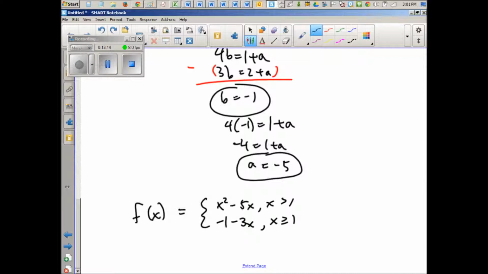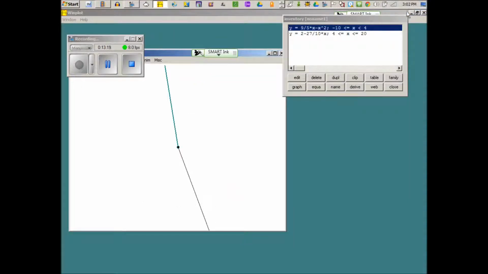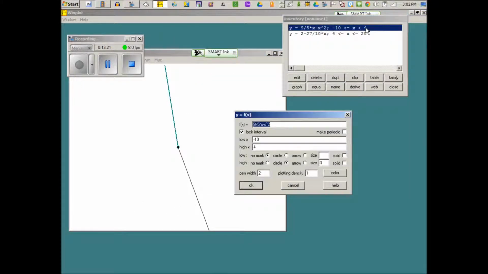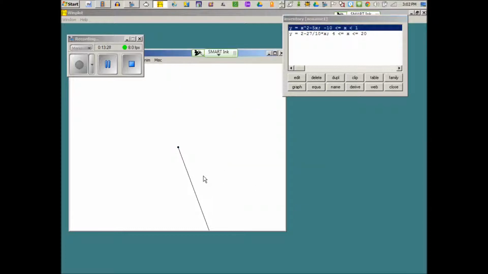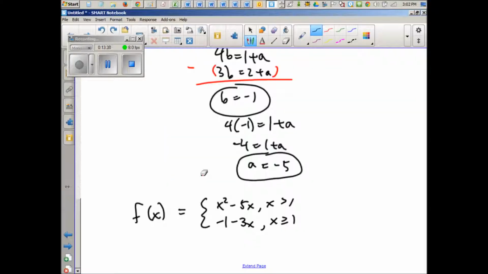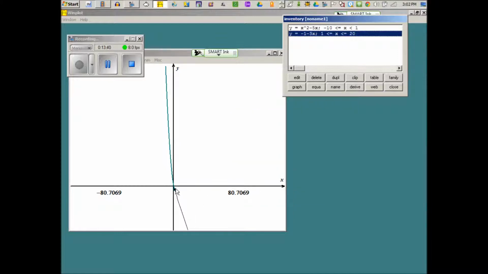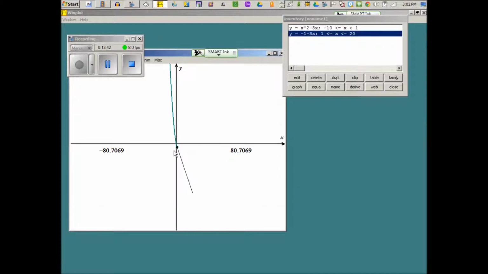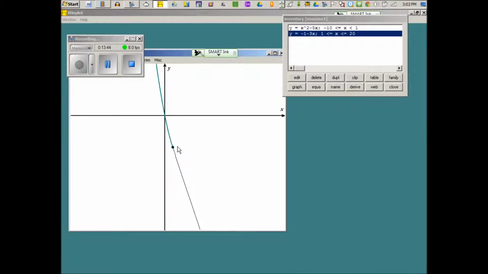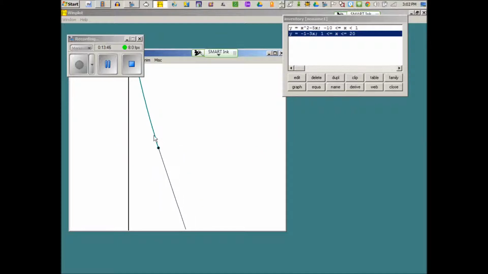This is the fun part. Let's go graph it and see how well we did making a smooth and connected situation. So x squared minus 5x is our first function, and negative 1 minus 3x is our second. All right, this is cool. Check this out. We have the black and the blue fitting this time. Only, this time not only do they fit together, but it is perfectly smooth. Look at that.